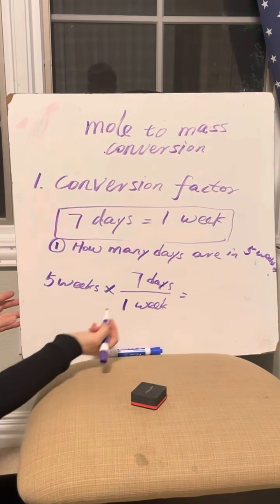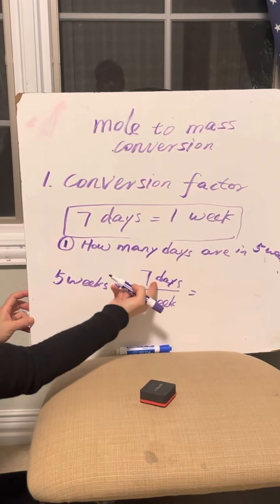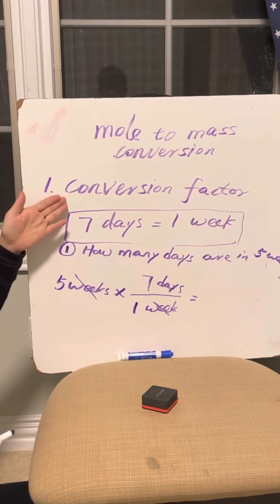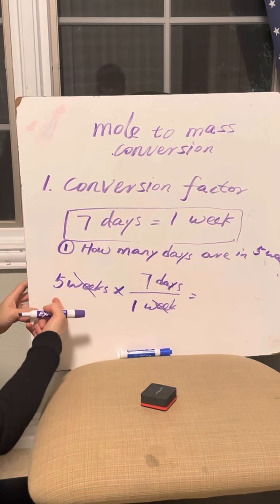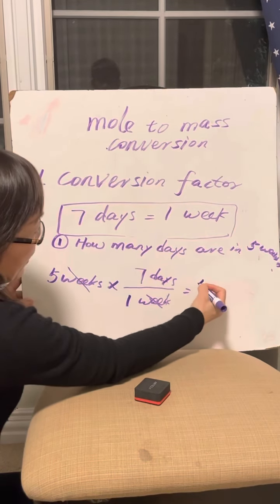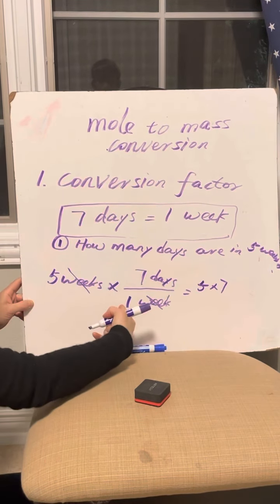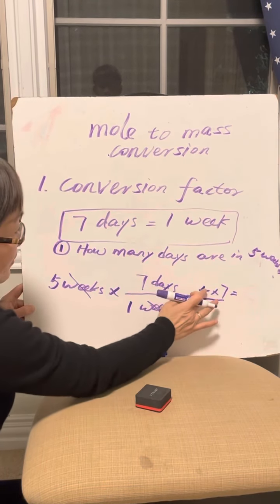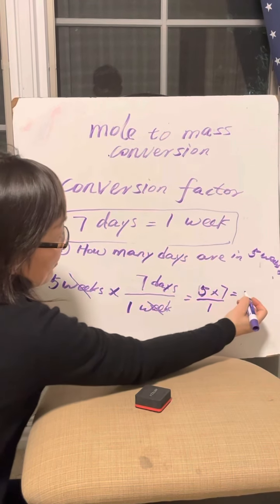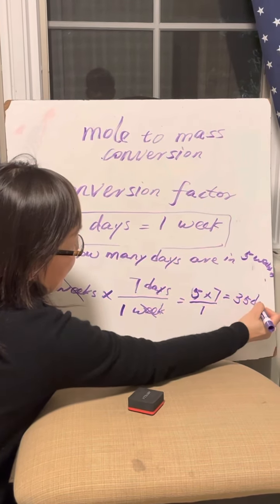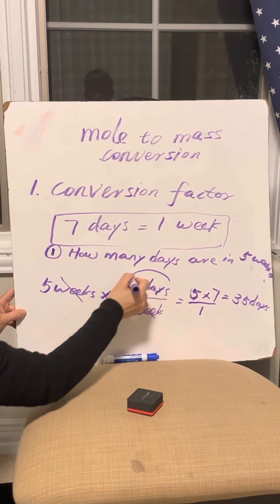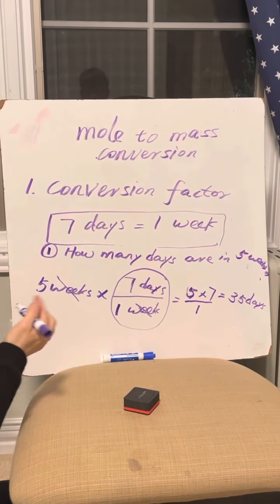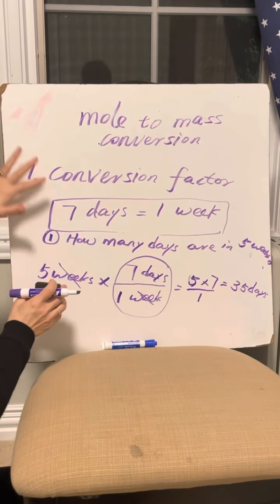In this case, this is multiplying and this is dividing, so you can cancel the week out. Your goal in using the conversion factor is really to cancel out units. What you have left are the numbers 5 times 7, divided by 1, which is just 1. That gives you 35 days, right? So we call this part the conversion factor. You can convert weeks to days, and you can also do the opposite way. That's called a conversion factor.